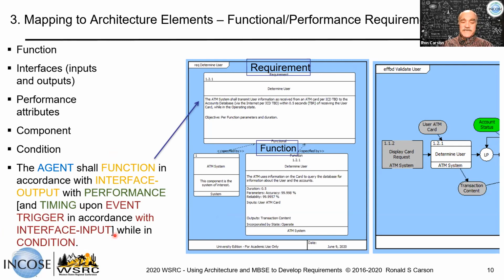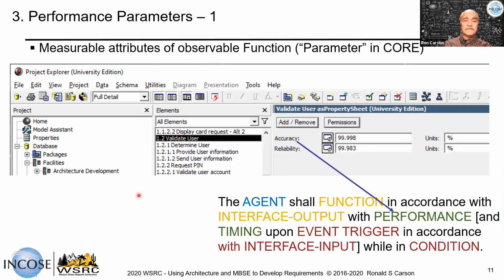Now I want to go into a bit more detail on some of the requirement elements. Let's first look in more detail at the performance elements. In CORE, because there's no separate class for these, we've implemented these as parameter attributes on the functions, and these will be different depending on the tool you're using. We instantiate the specific parameter such as accuracy or reliability, and then this information is available on the requirement diagram as the requirement is being written to help ensure that we're not missing something.